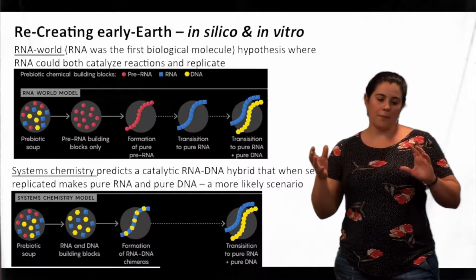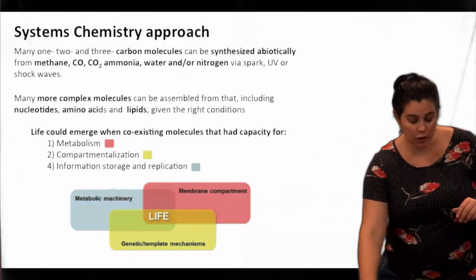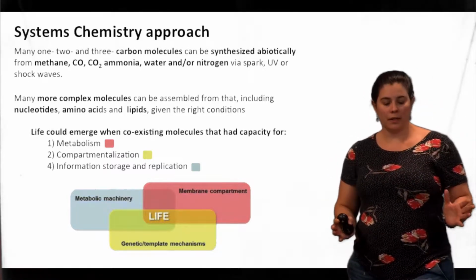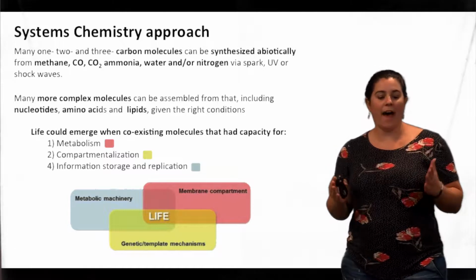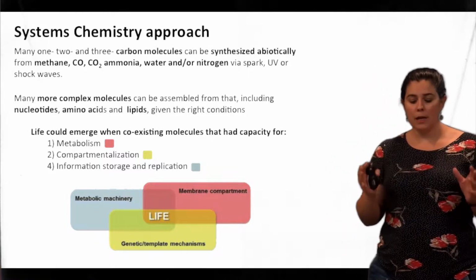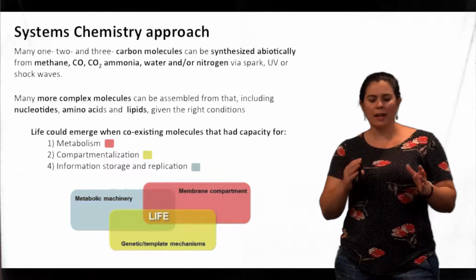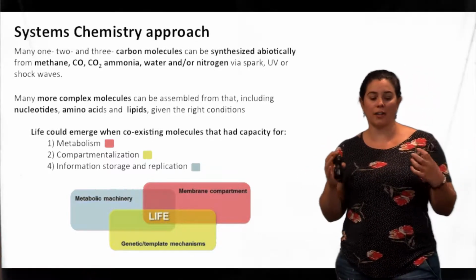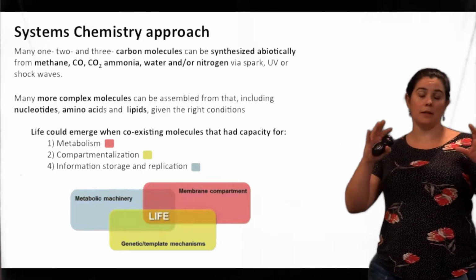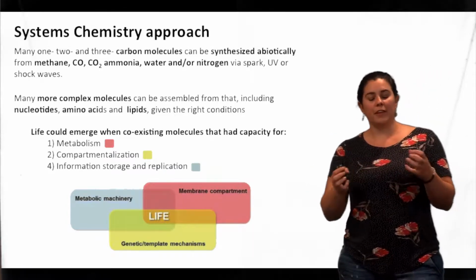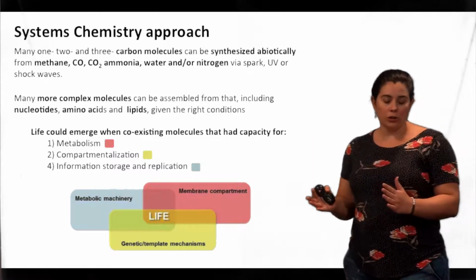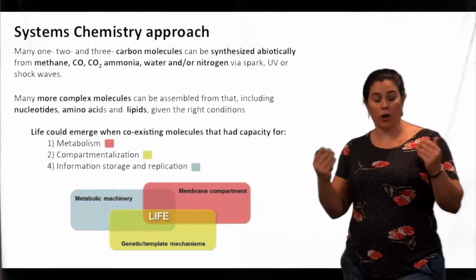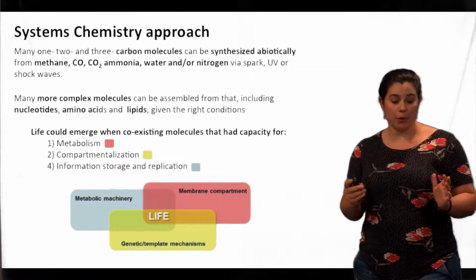So what systems chemistry really tries to do is to build on the idea that many 1, 2, and 3 carbon molecule precursors can be synthesized abiotically from methane, carbon dioxide, carbon monoxide, ammonium, and some nitrogen molecules with either the addition of a spark, ultraviolet radiation, or shock waves, all of which would be present in early Earth from our current understanding of that time period.